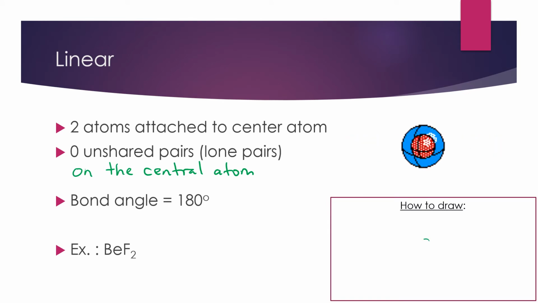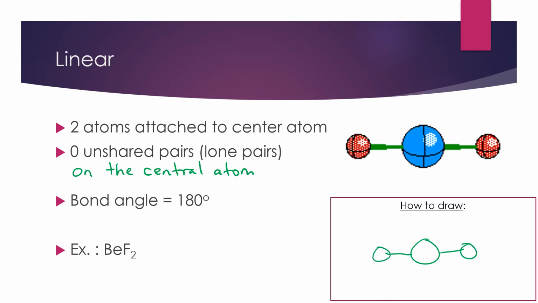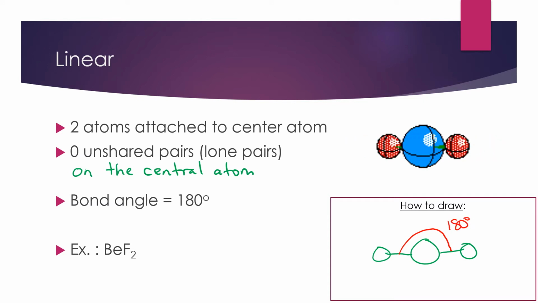And so to draw the structure, we draw it like so. And I'm going to note the bond angle. You guys don't have to. I'm going to do it in a different color to show you guys it's not part of the shape. So it's 180.